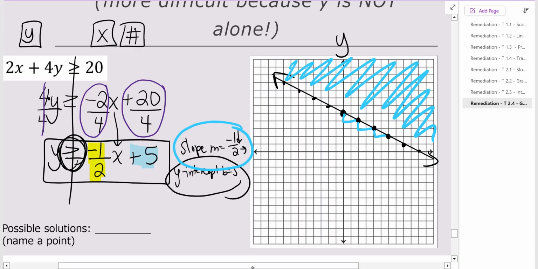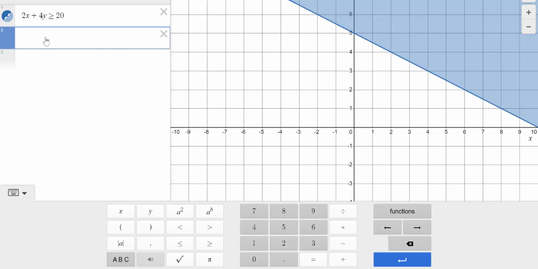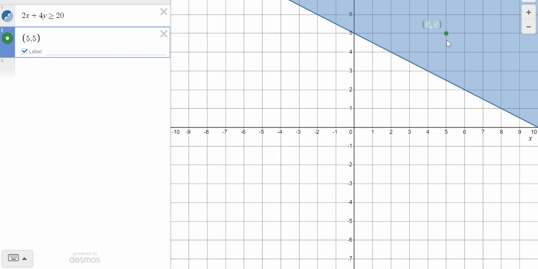Okay, possible solution is all you have to do is name a point that is in the area. For example, we could do 1, 2, 3, 4, 5. So 5, 5 is a possible solution. 5, 5 es una solución posible y podemos checar en Desmos. So right, 5, 5. Y sí, este punto es una solución porque está en el área con el color. So this is a possible solution because it is in the colored area. And that's it.